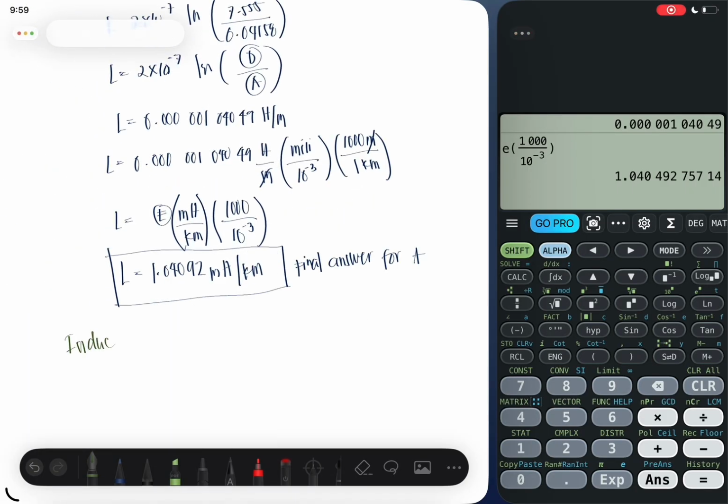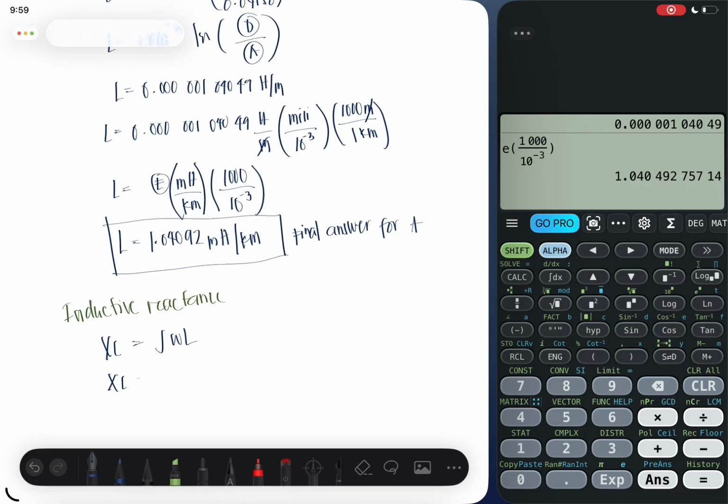To calculate the inductive reactance, you simply multiply the line's inductance by the angular velocity of the electrical system. This angular velocity is defined as the product of 2 pi and the system's operating frequency.